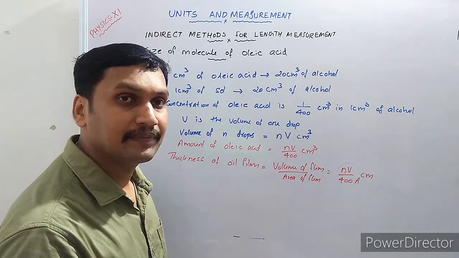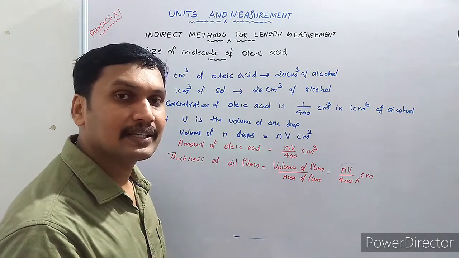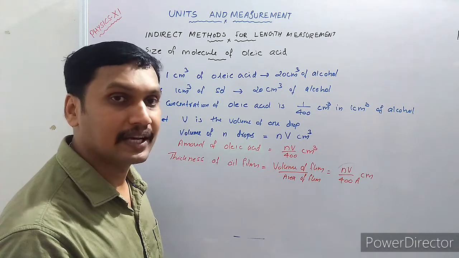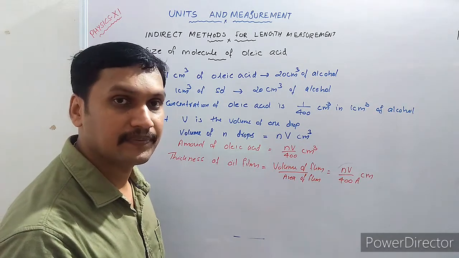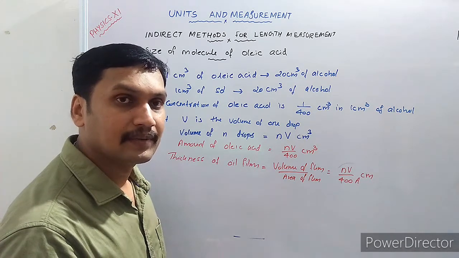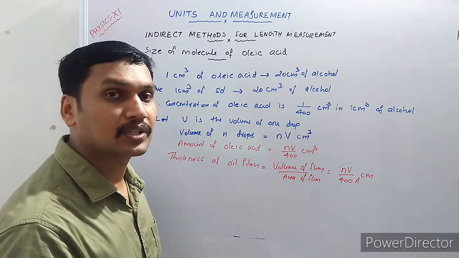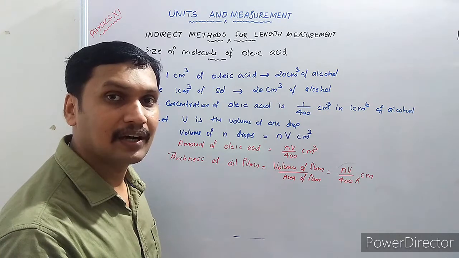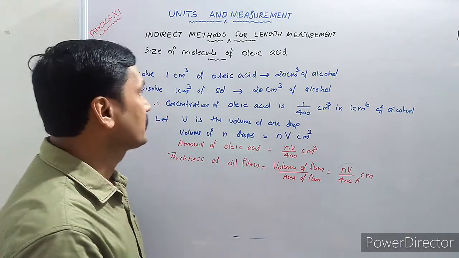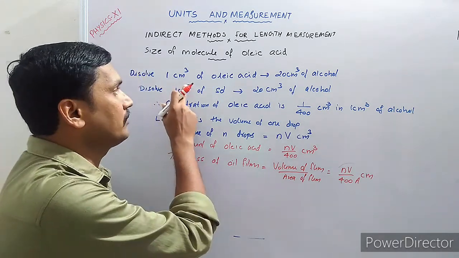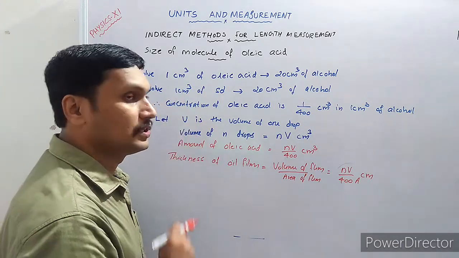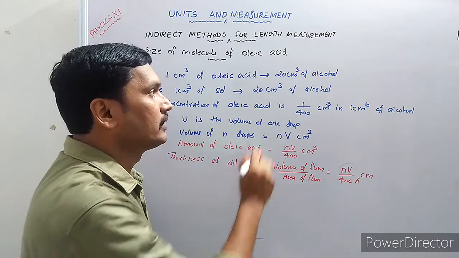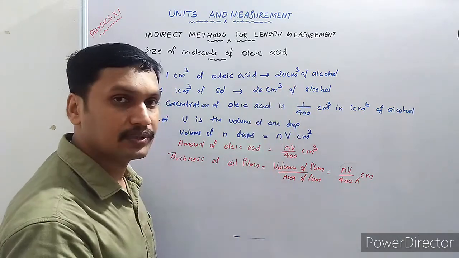Let us see one method: measure the size of oleic acid. We know that oleic acid is a soapy solution. We are forming a solution of oleic acid with alcohol like this. First, we are taking 1 centimeter cube of oleic acid and dissolving it into alcohol to form 20 centimeter cube solution.